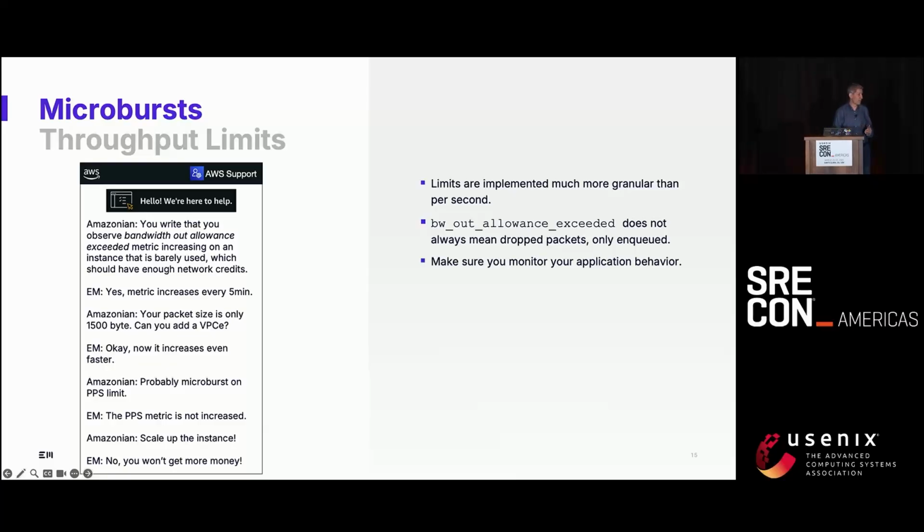You need to monitor your application behavior. You need to make sure that your application is resilient against packet loss and understand whether it impacts your application, and not fully rely on the AWS metric. And bandwidth is a shared resource. That's not a surprise. It's in the AWS documentation. Even if credit is there, there is no guarantee that it can be used.